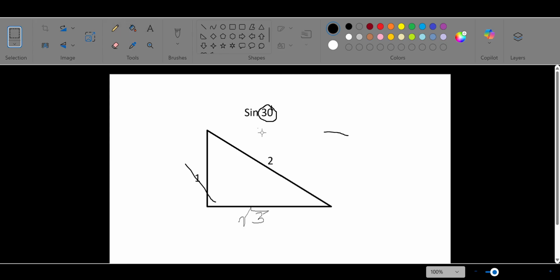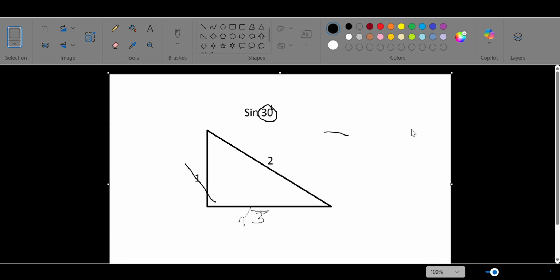So now we have this triangle. Well, now you may be wondering, what is this triangle for? So first of all, let's look at what this triangle really is. This is the classic 30, 60, 90 triangle.